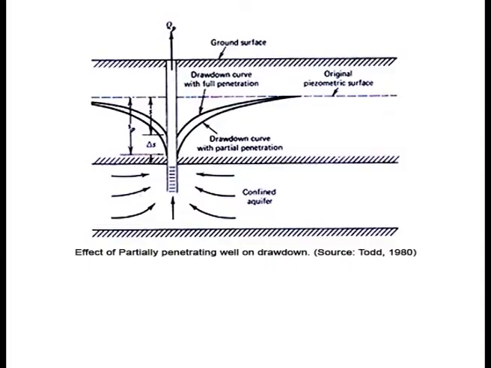The second important topic is the partially penetrating well. In the pumping tests we have studied, there was an assumption that the well must penetrate the entire thickness of the aquifer. If it does not penetrate the entire thickness of the aquifer, we cannot use the Theis formula for calculating the aquifer performance, that is, capital T and capital S, transmissibility and storativity.